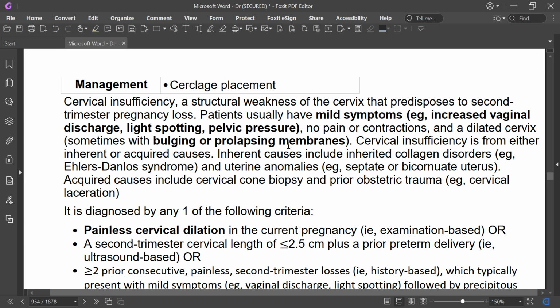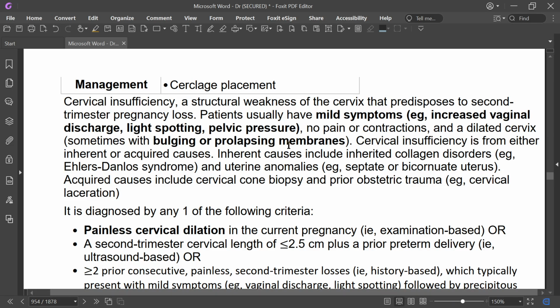Cervical insufficiency is structural weakness of the cervix that predisposes to second trimester pregnancy loss. Patients usually have mild symptoms: increased vaginal discharge, light spotting, pelvic pressure, no pain or contractions, and a dilated cervix, sometimes with bulging or prolapsing membranes. It is from either inherent or acquired causes. Inherent causes include inherited collagen disorder and uterine anomaly, septate or bicornuate uterus. Acquired causes are cervical cone biopsy, prior obstetric trauma, and cervical laceration.